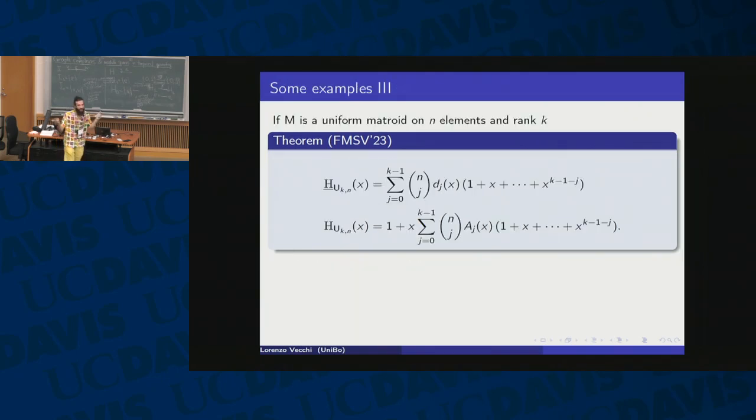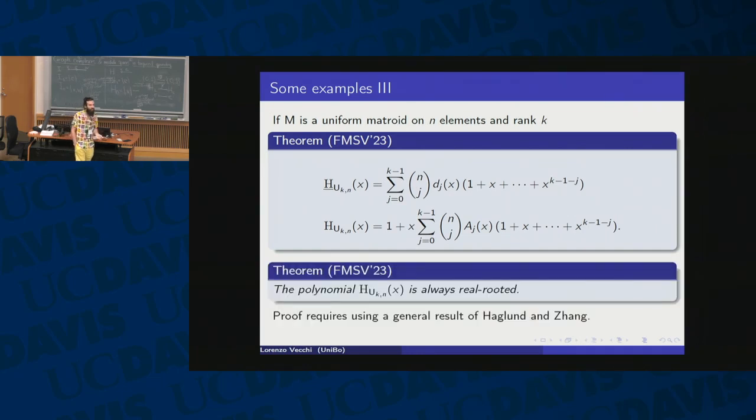Firstly, we can look at generic uniform matroids, so not just the co-rank 1 uniform matroids. And we were able, exploiting our recursive formula, to give this closed formula as shifted sums of derangement polynomials and Eulerian polynomials. And does this help us with the real-rootedness conjecture? Yes. By looking at this formula, we were able to show that the augmented Chow polynomial of every uniform matroid is always real-rooted. And the way we do it is we look at the class of polynomials introduced by Haglund and Zhang. And these polynomials are always real-rooted. And looking at this definition, we show that these polynomials always belong to that generalized class of binomial Eulerian polynomials, so they're always real-rooted.